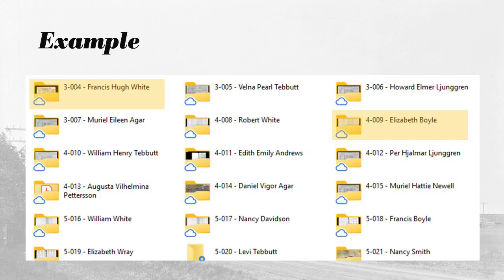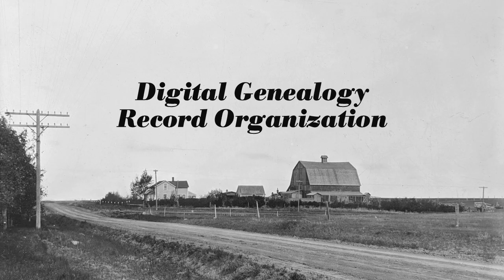Now that I've saved and named the file, I can copy it to Elizabeth and Francis's folders and know that it has a smart name with source information. If a relative of Robert White wants details about him, I can easily share his folder and know they won't be getting records about some other ancestor they might not be related to. And just like that, you're well on your way to well-organized digital genealogy records.